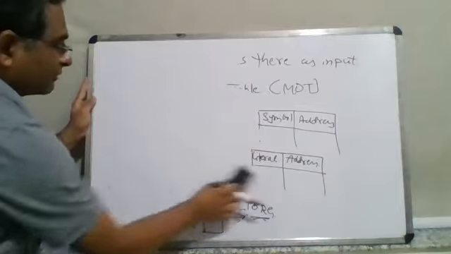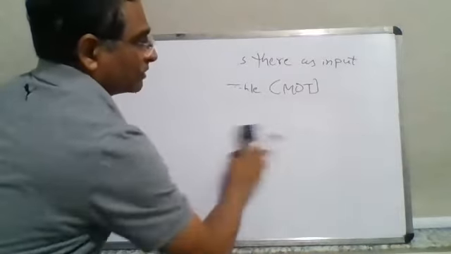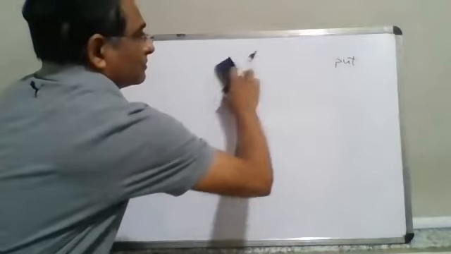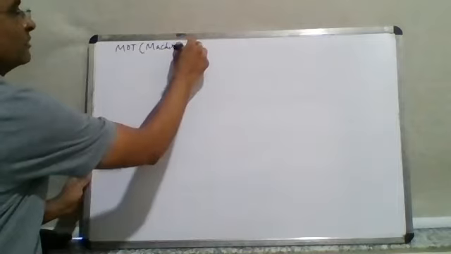So let us see what the MOT table is all about, right? You will have to remember this MOT table, and it is very simple. You don't have to worry about that. I will try to make it as simple as possible. So the MOT table, that is the machine opcode table.